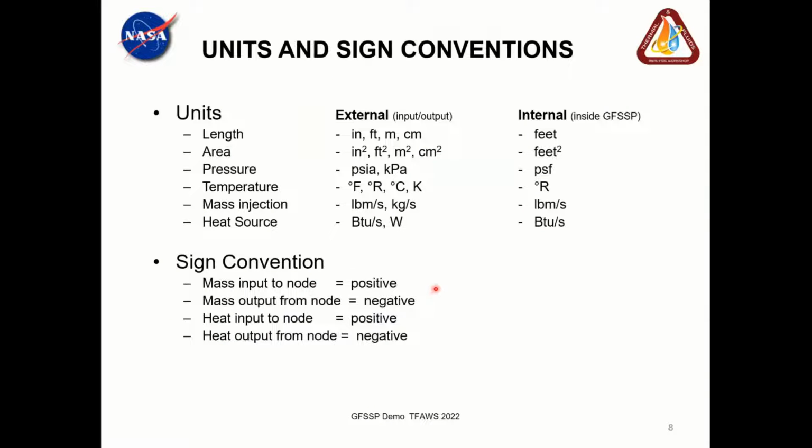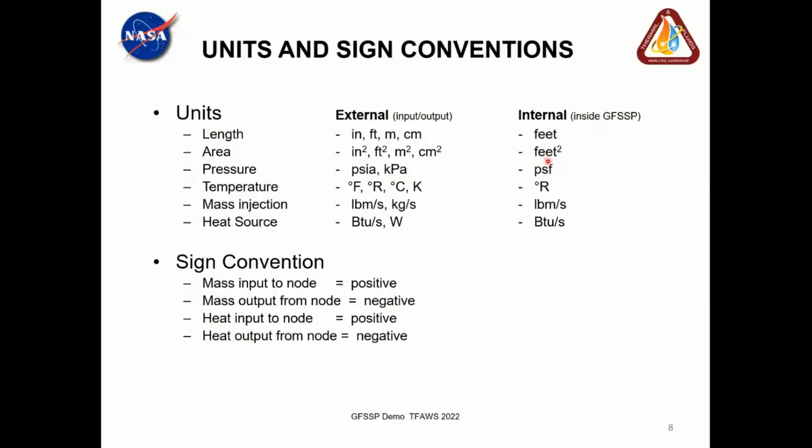As far as the units are concerned, GFSSP is an English system-based code, but you can provide the dimensions either in English or SI system. I call it external and internal. External means that when you are developing the model with the GUI, these are the units you can use. You can provide the length in inch, feet, meter, or centimeter. But in the code everything is in English units, so internally it is converted to feet. Areas you can provide in inch square, feet square, meter square, or centimeter square, but internally it's all feet square.